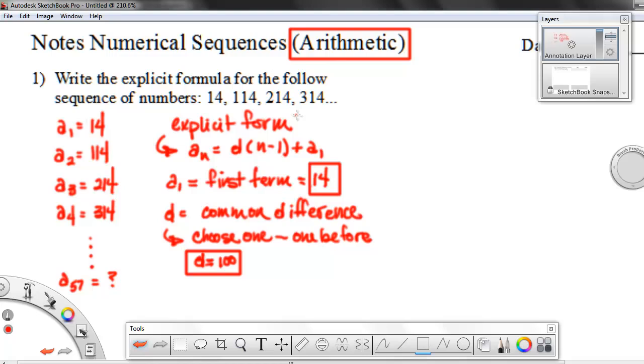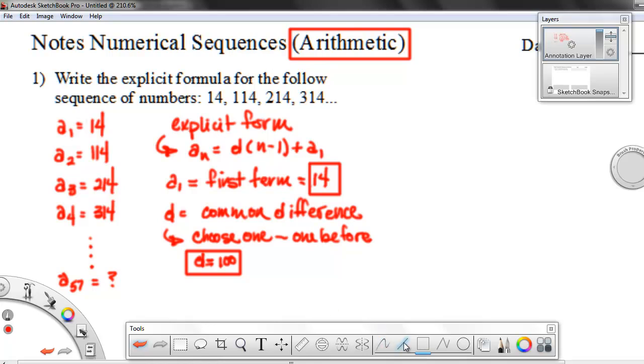And just like before, each one of these numbers has an index. So a of 1 equals the first member, which is 14. A of 2 is 114. A of 3 is 214. And A of 4 is 314. And by the time we're done with this, we're going to be able to find the 57th term.